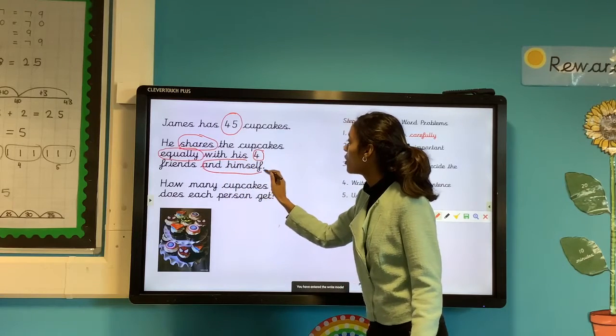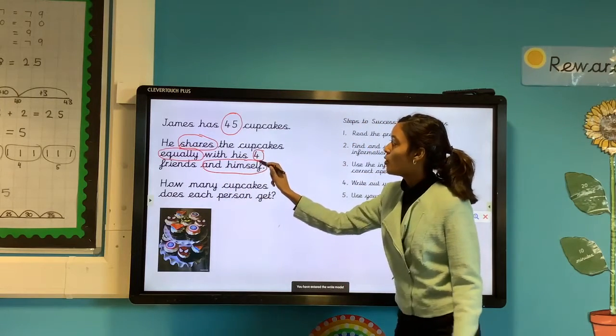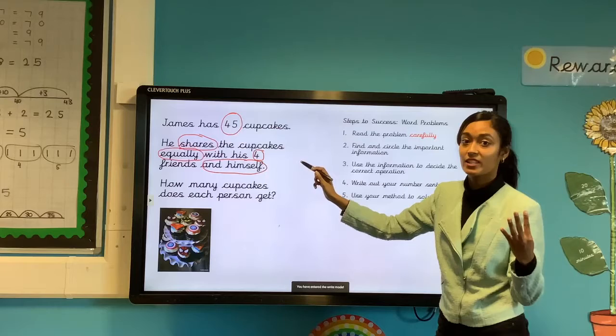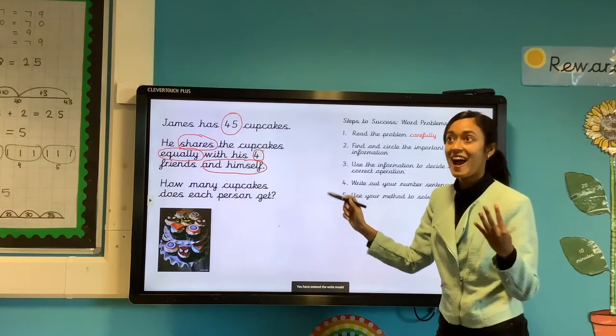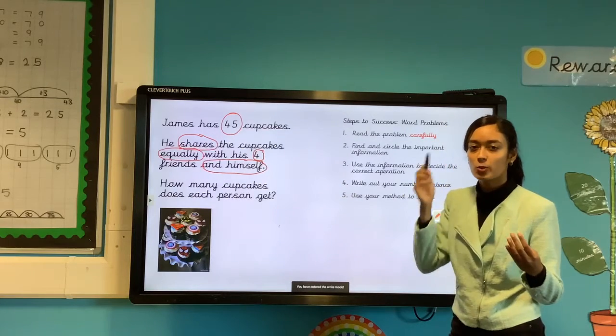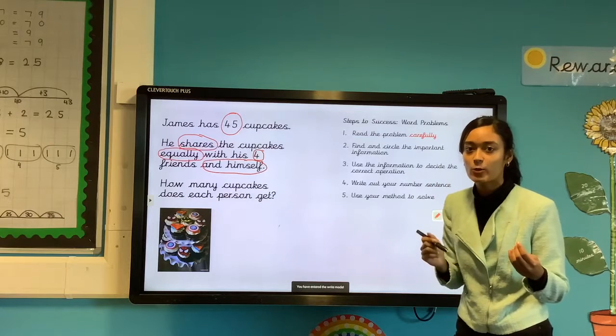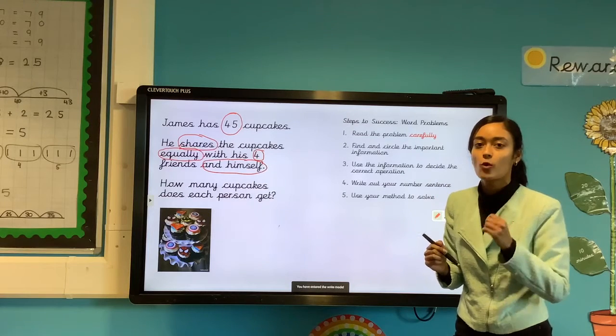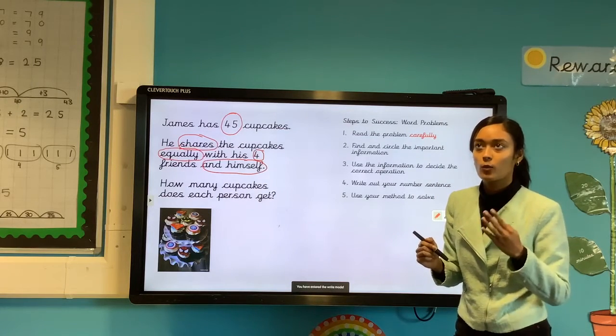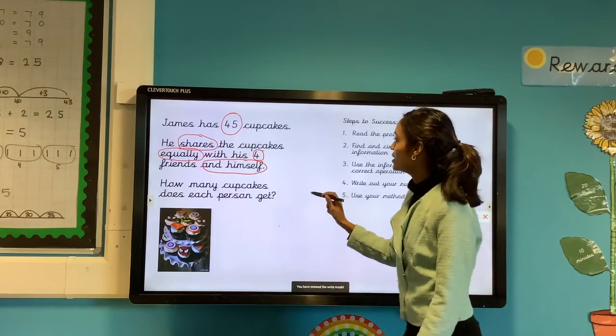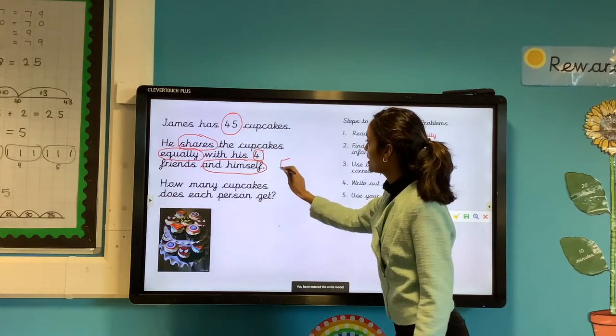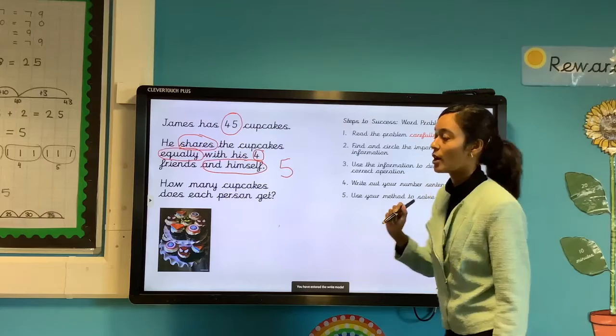So he has 4 friends and he's sharing the cupcakes with 4 friends and himself. That means I'm doing 4 add 1. Can you do that really quickly in your heads for me? What is 4 add 1? 4 add 1, 5. Amazing. So I'm just going to put 5 here as a reminder, okay?